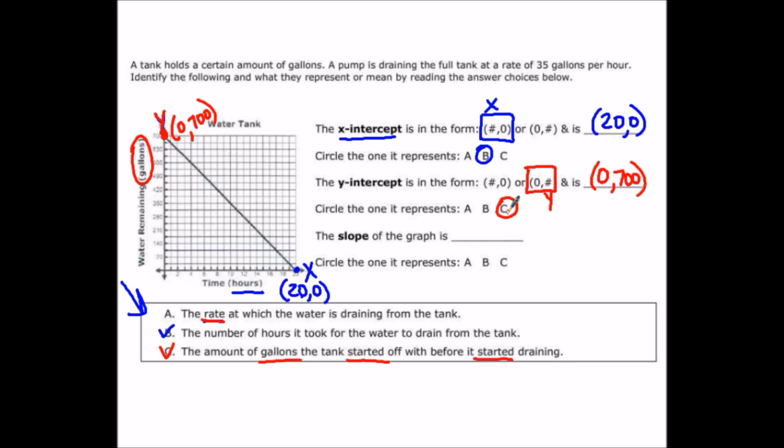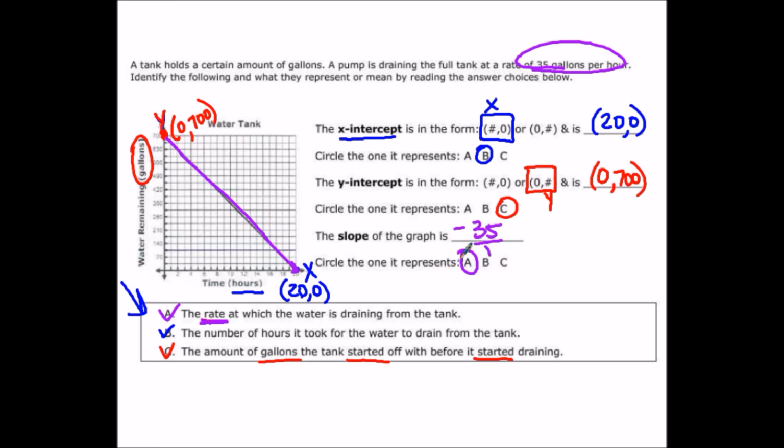Now it says, what's the slope of the graph? You have to be careful here because I automatically see the graph is going down, and you're reading it left to right. You're draining, so you're running out of water. So I better know my slope is negative. And since the problem already told us, we don't have to calculate that it's at a rate of 35 gallons per hour, I'm going to put 35 over 1. The rate means slope, at which the water is draining from the tank. So we know this case is A.